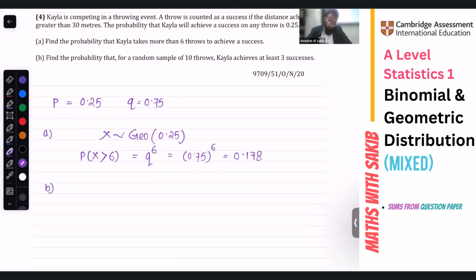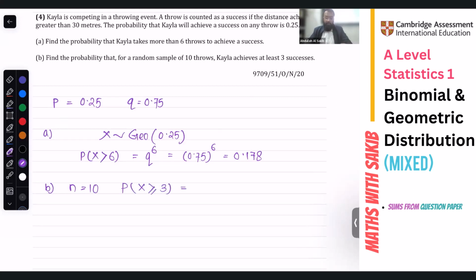Number B. Find the probability that for a random sample of 10 throws, so now the trial has been fixed. Clear? So now it's a math of binomial distribution. Kyla achieves at least 3 successes. That means X should be more than or equal to 3.